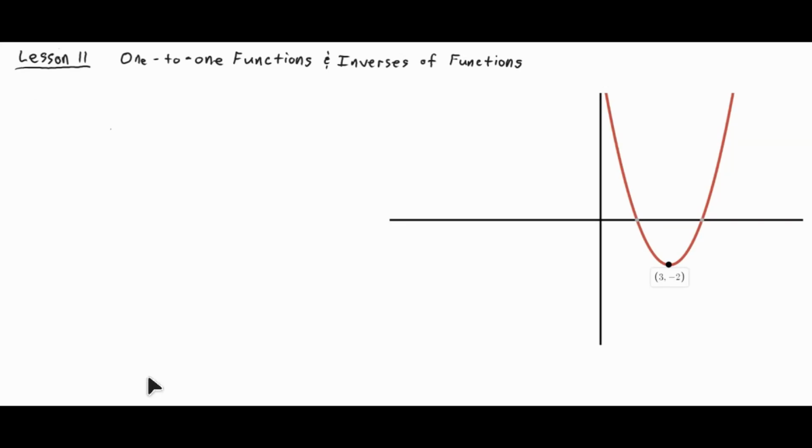Okay, so what we're going to do here is look at a function that is not one-to-one. This function right here is f(x) = (x - 3)² - 2, and this is obviously not one-to-one. If we were to draw a horizontal line, you can see that it clearly intersects in two different places. So this function is not one-to-one.